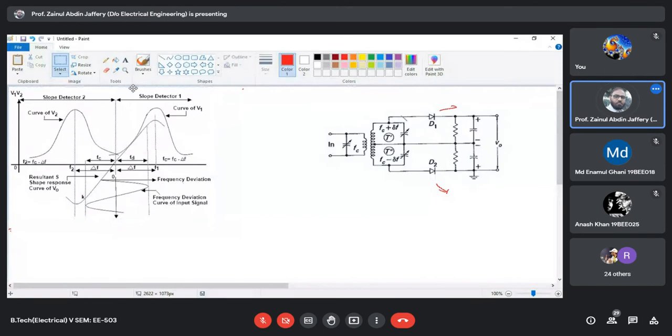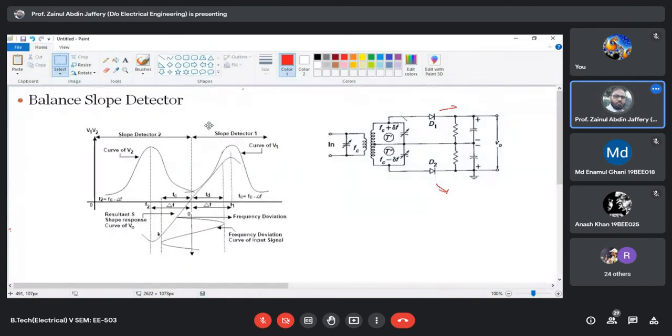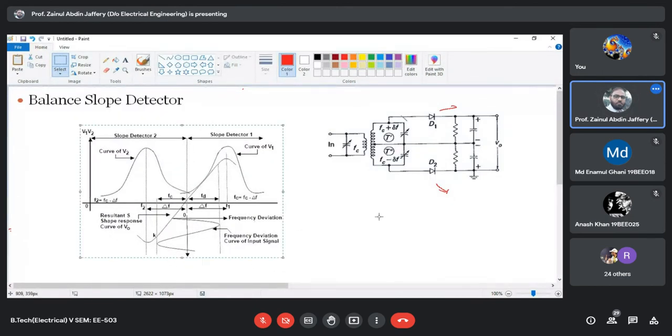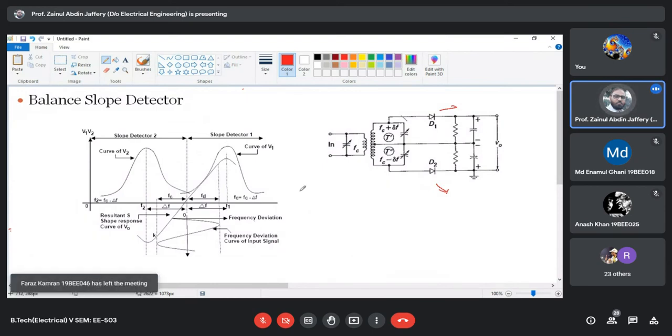So the detector is like this. Okay. So this is the characteristics of your balanced load detector. Now, this is for slope detector one. This is this one. This is the first one, and this is the second one.